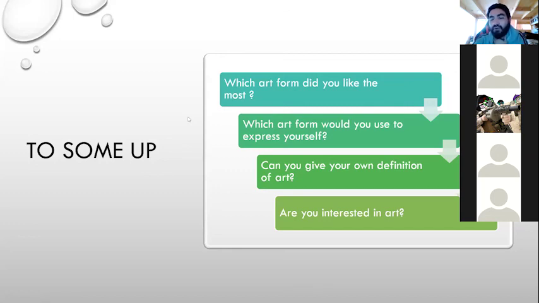It's only or mainly to express yourself, okay? If you like art, if you enjoy art and you want to express yourself, do it, okay? Just do it as the meme.